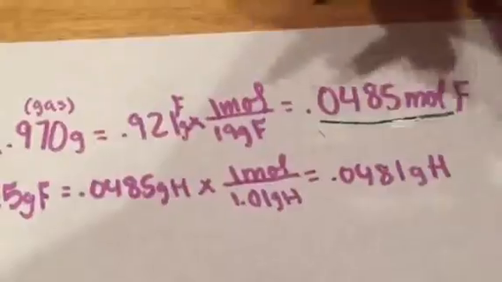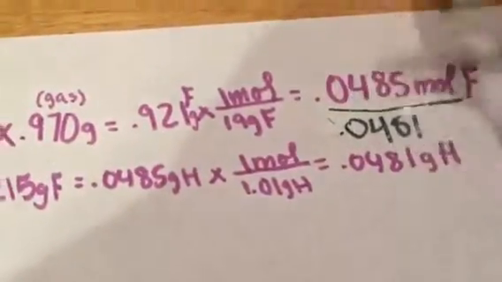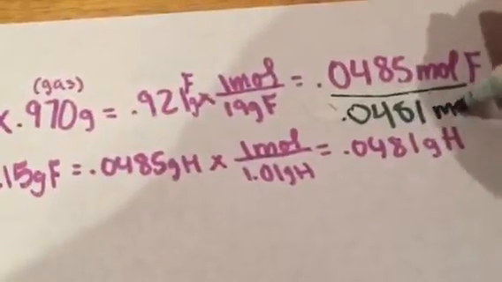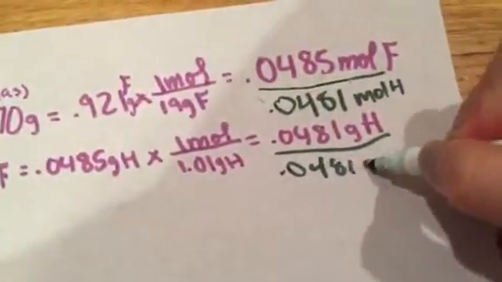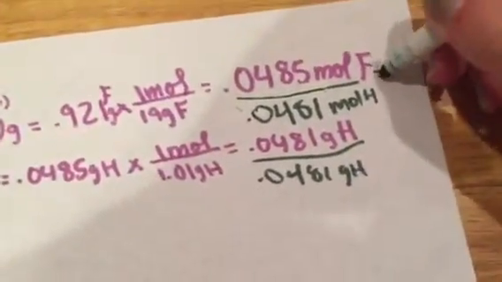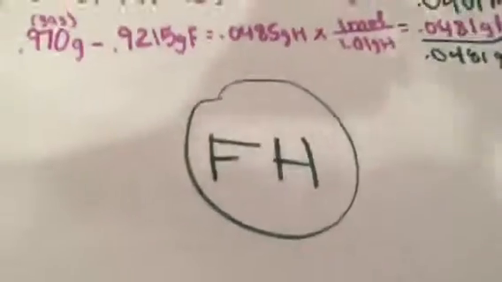We're going to divide this by 0.0481 moles of hydrogen, and we're going to do the same thing here. It's going to be 0.0481 moles of hydrogen, and this is going to equal 1, and this is also going to equal 1. So our final compound is going to be HF. So that's our final compound for the gas.